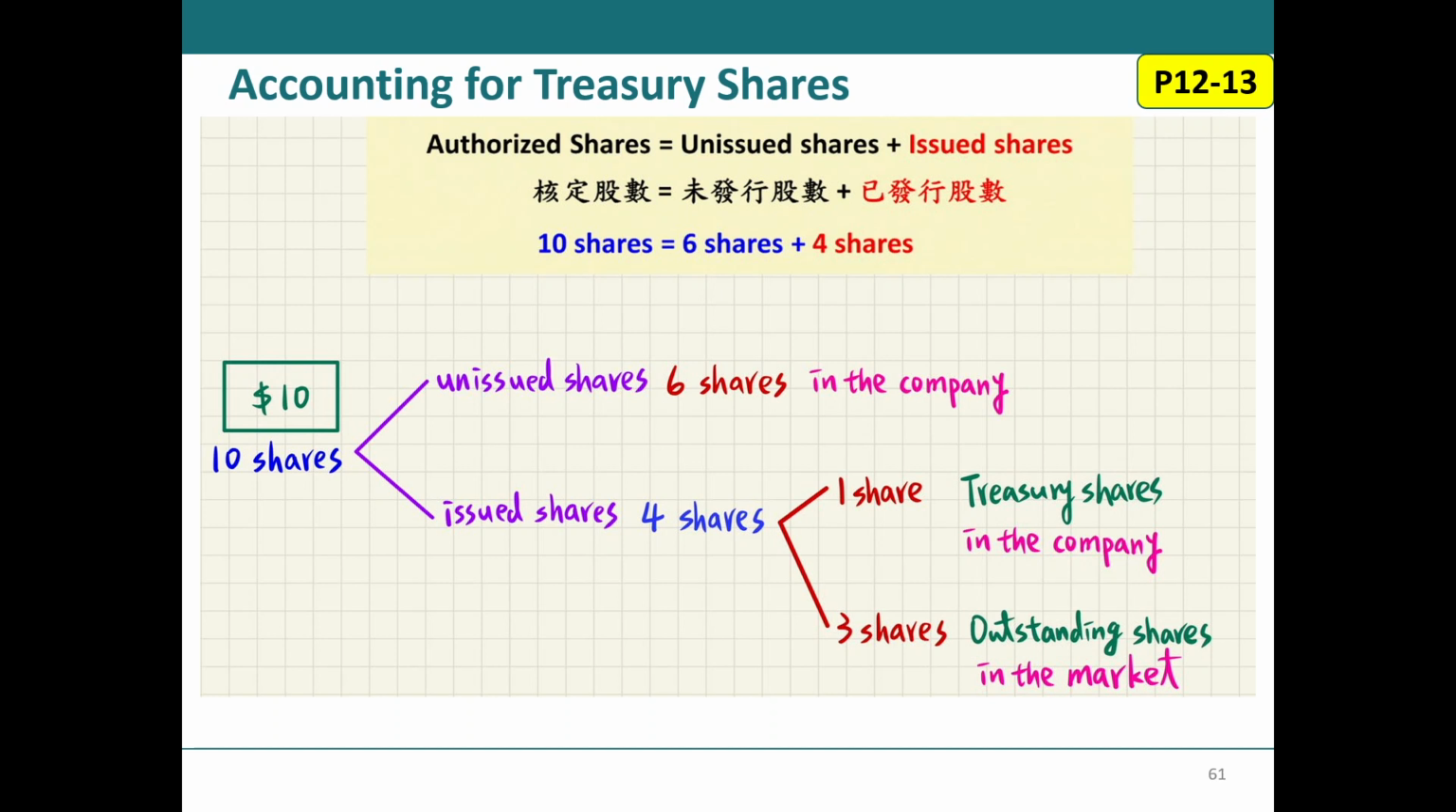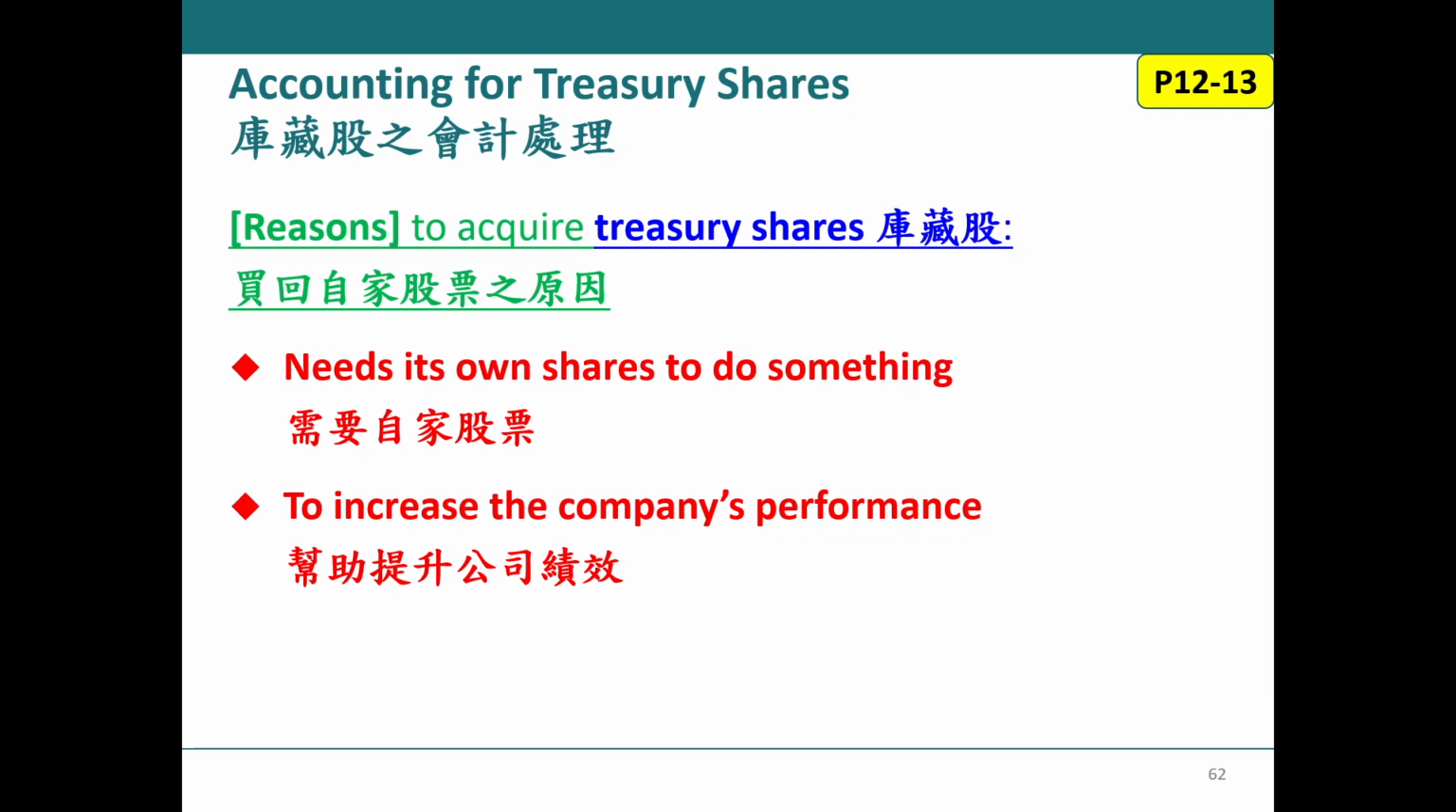Then why does your company want to buy back the one share? What's the reason you buy back your own share? There are 2 major reasons. First, you need your own share to do something. I buy back that one share because I'm going to use it to do something in the future. That's the first reason. Second, when I buy back my own shares, I could make my company's performance better. How? These are the 2 major reasons why we buy back our own shares. First reason, I need one share to do something.